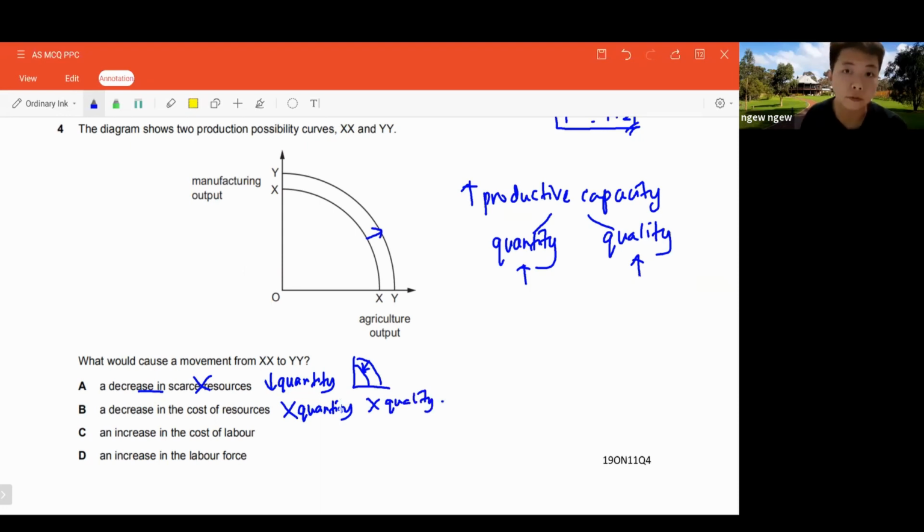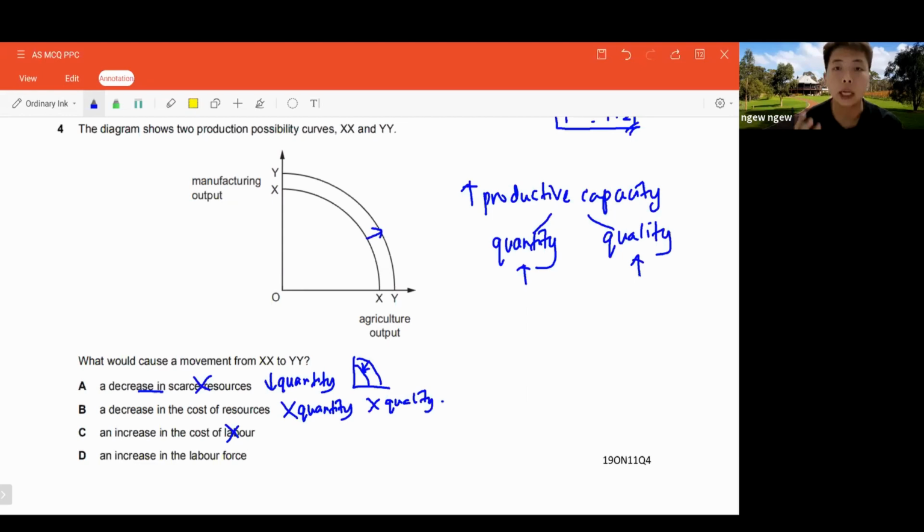So I will reserve this answer. I'll check the rest first, okay? And moving on, C is also kind of similar, but C is confirmed wrong because there is a rise in the cost of labor. So meaning that your funds might be able to hire less labor. So definitely the PPC is not moving outward, okay? So this is out. And lastly, an increase in the labor force.